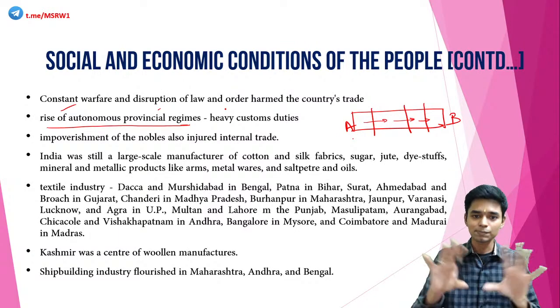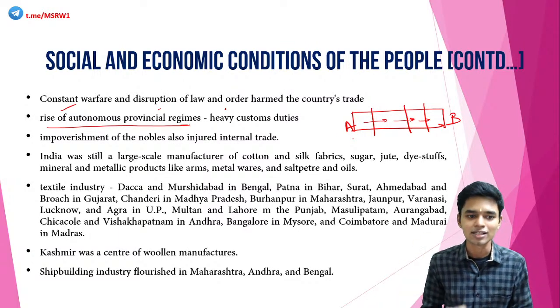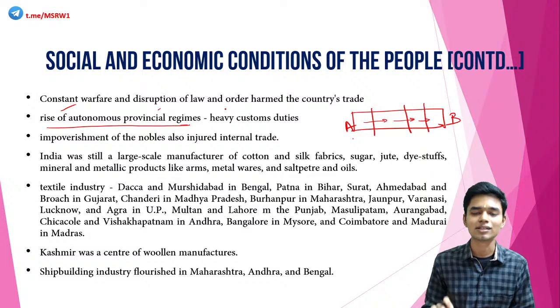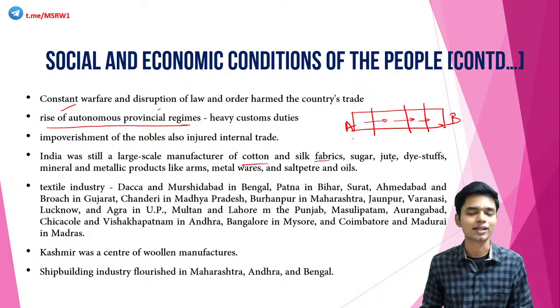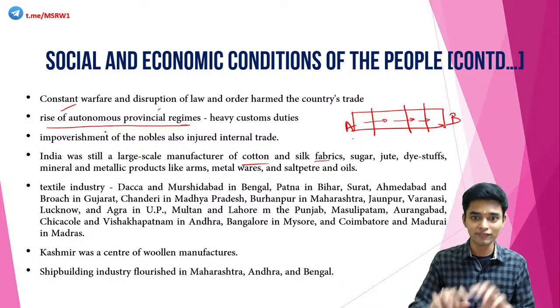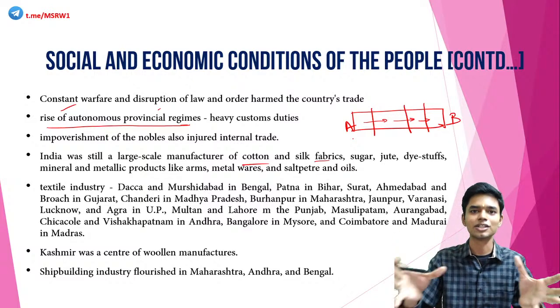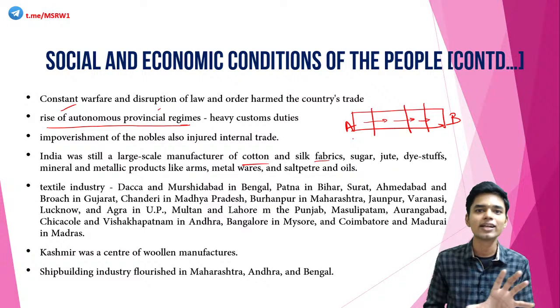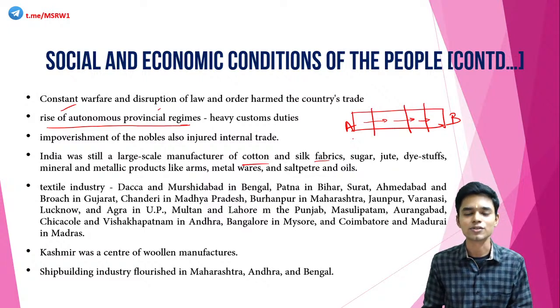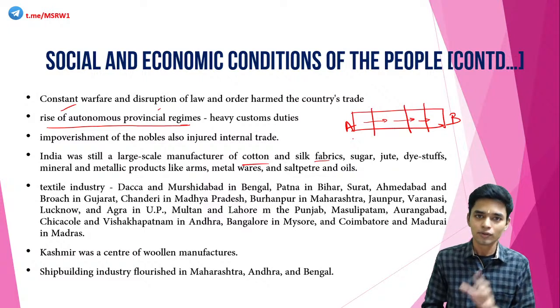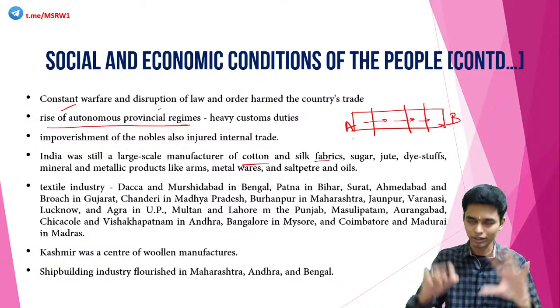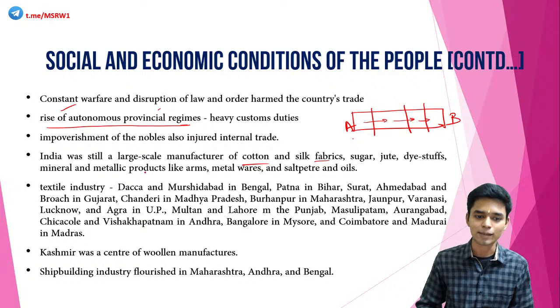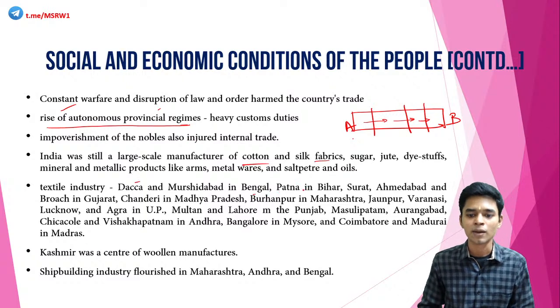But despite this weak condition, India was still a very large scale manufacturer of certain kinds of items like cotton, silk, etc. Even after all these issues prevailing in India, it was still one of the major manufacturers of all these articles. India had many textile industries set up across the country. For example, Dhaka and Murshidabad in Bengal, Patna in Bihar, Surat, Ahmedabad, Bhuj in Gujarat.